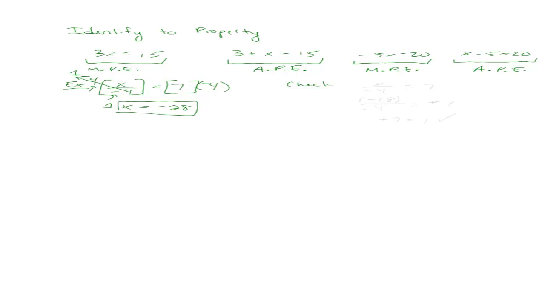And again, we can check this. I start with the original problem, x over negative 4 equals 7. But my x is now negative 28. And negative 28 divided by negative 4 is positive 7. So because both sides are the same, I know my answer is right.